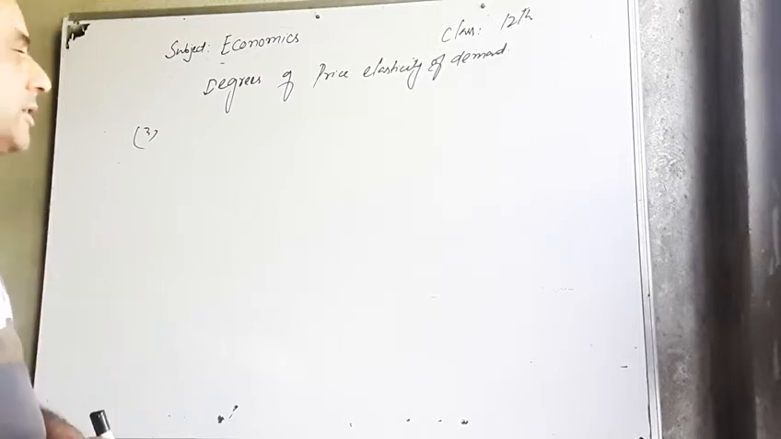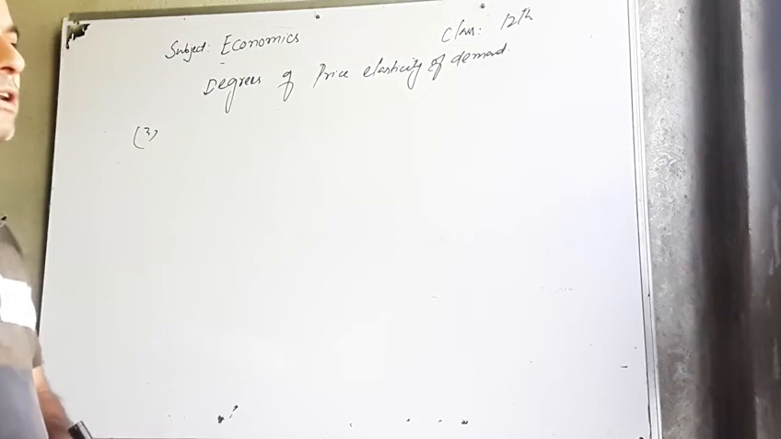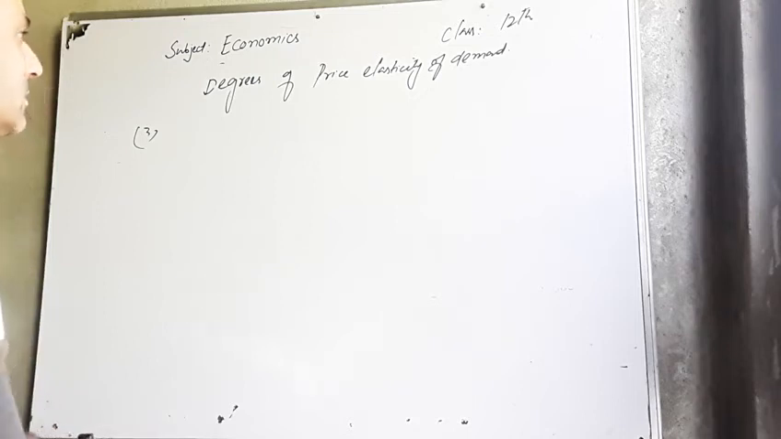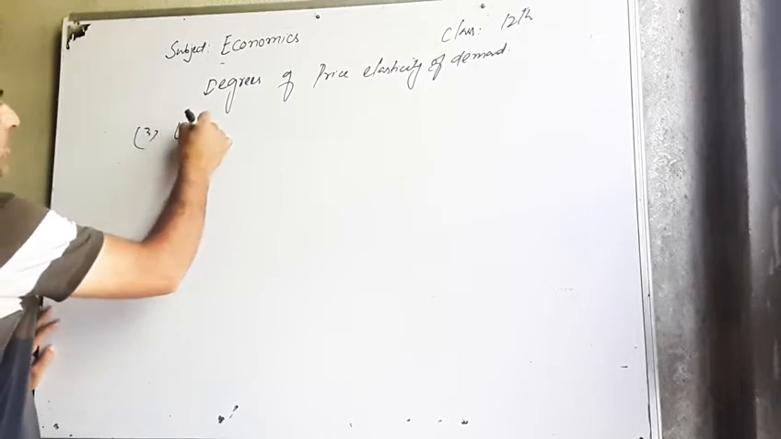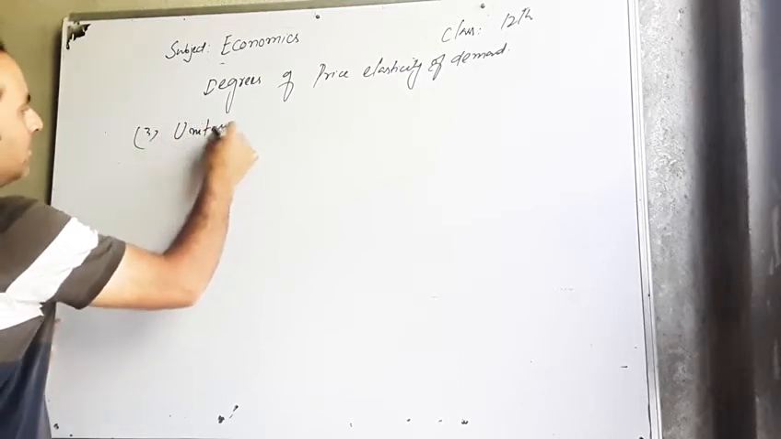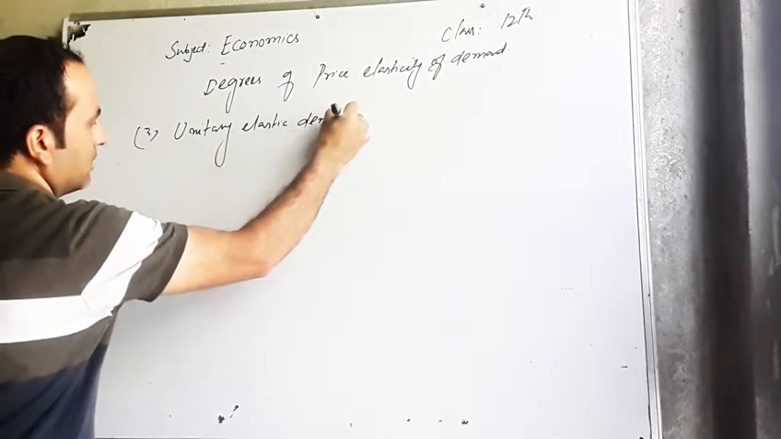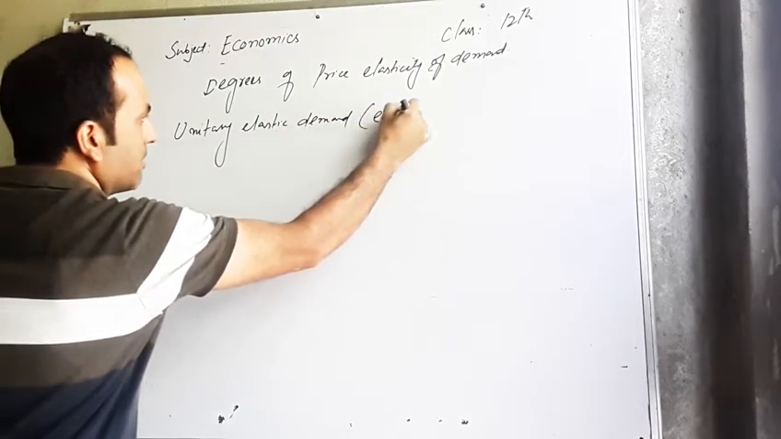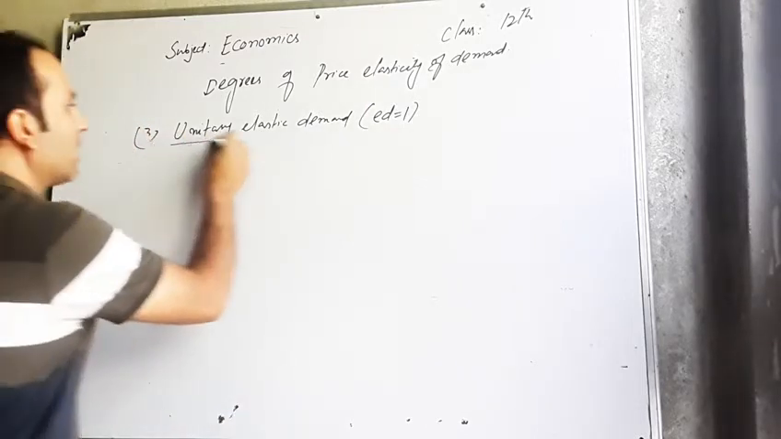In the last lecture we have explained relatively elastic and relatively inelastic demand. Now our third is called unitary elastic demand. And the coefficient of elasticity of demand is denoted as elasticity of demand is equal to 1. So what is unitary elastic demand?